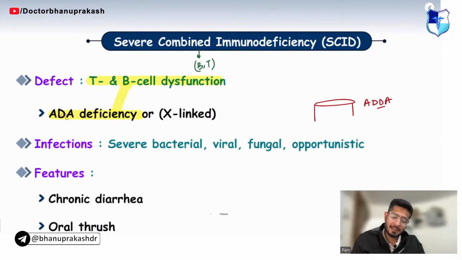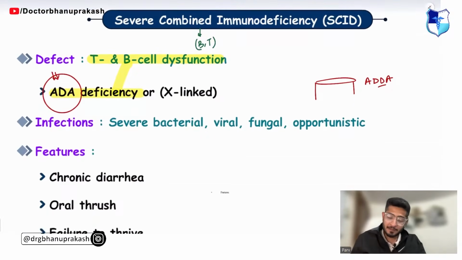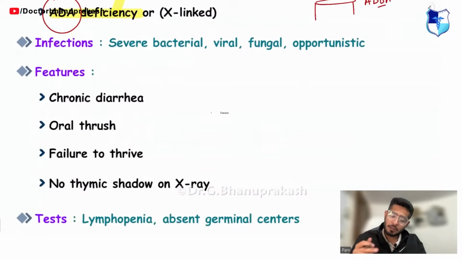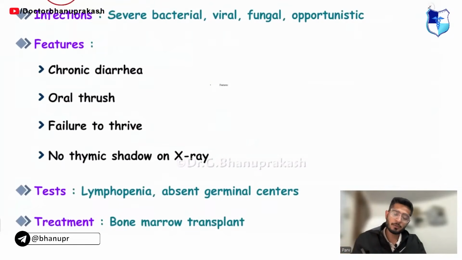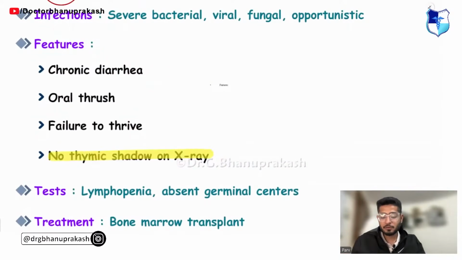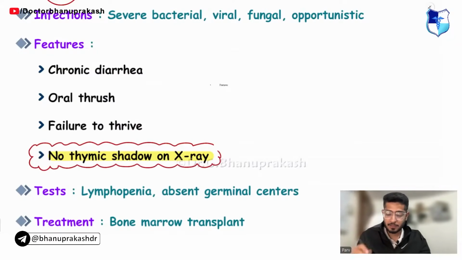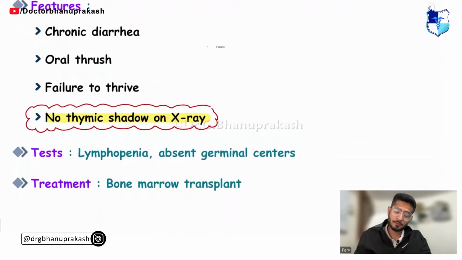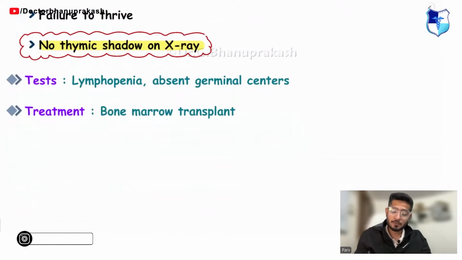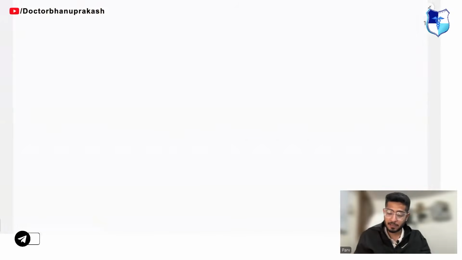So this is ADA deficiency also. All the functions, all the problems will be there, but the very characteristic finding is no thymic shadow on X-ray. There is no thymic shadow on X-ray. So you have to understand this, and the treatment is bone marrow transplant itself.